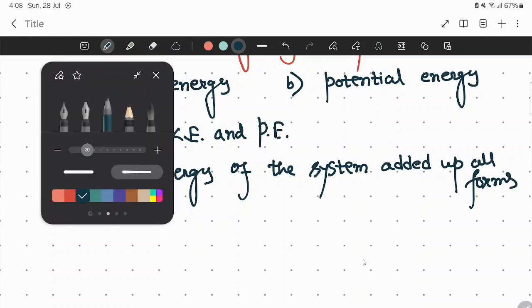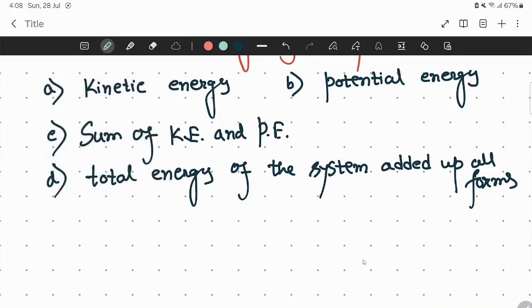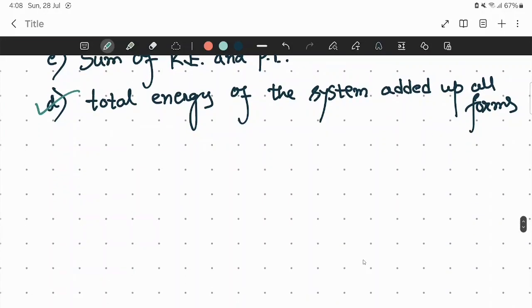D, exactly. D should be the correct answer, because we know that kinetic energy and potential energy are all different forms of the energy. But there are rest of the energies, like rotational energy and vibrational energy. Yes, exactly. So the correct answer will be the total energies, all forms added up.